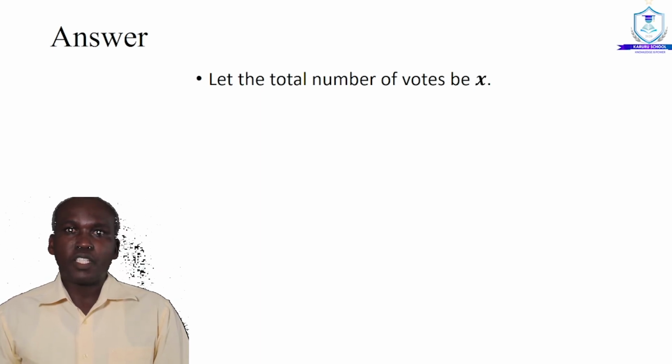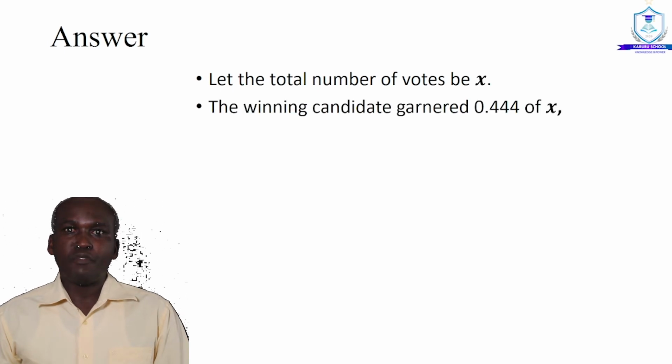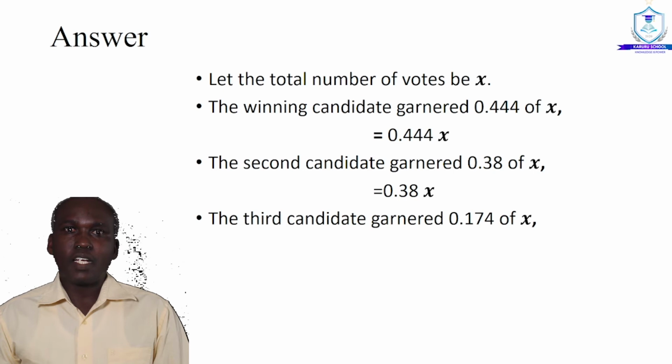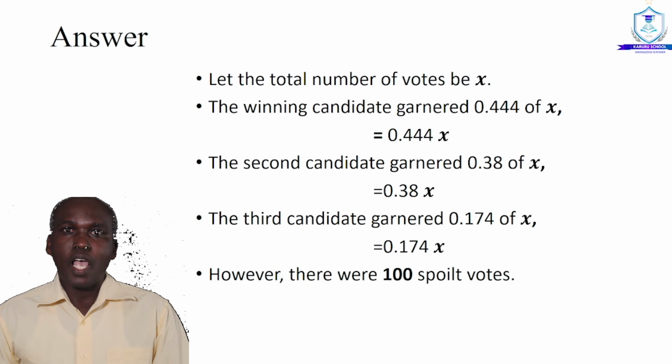If the total votes cast is x, the winning candidate garnered 0.444 of x, which implies that he got 0.444x. The second candidate garnered 0.38 of x, which implies that he got 0.38x. The third candidate garnered 0.174 of x, which implies that he got 0.174x. However, there were 100 spoiled votes.